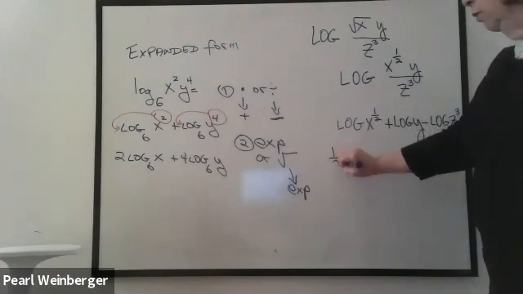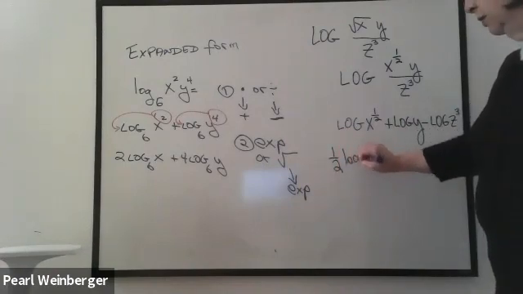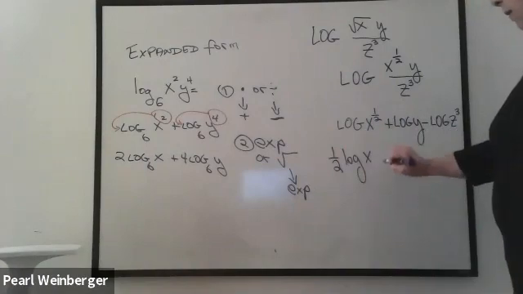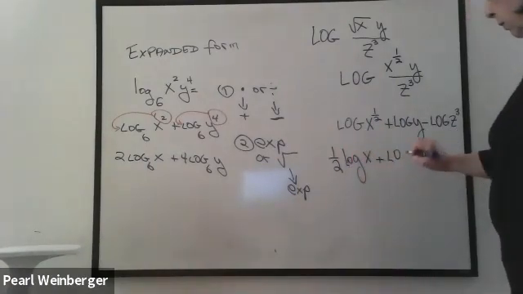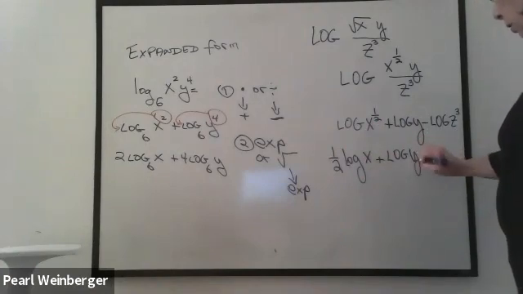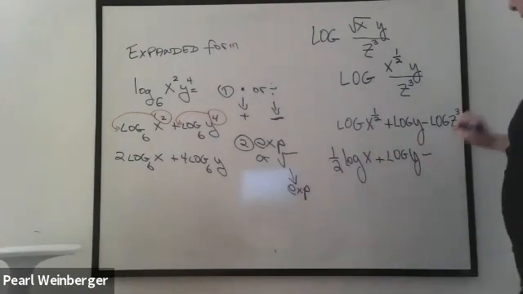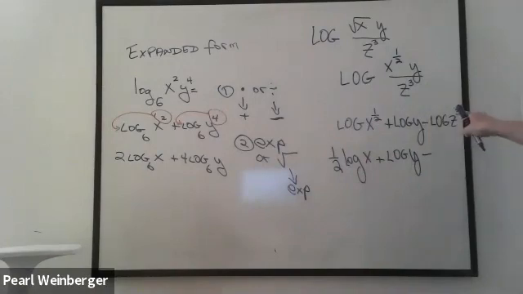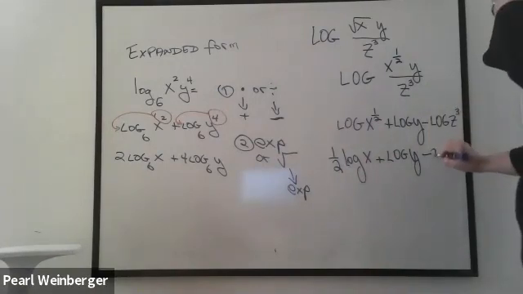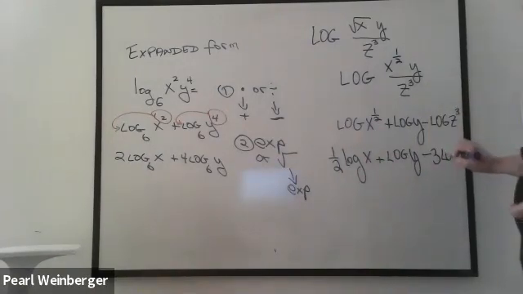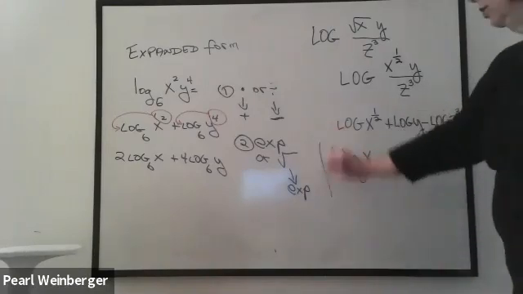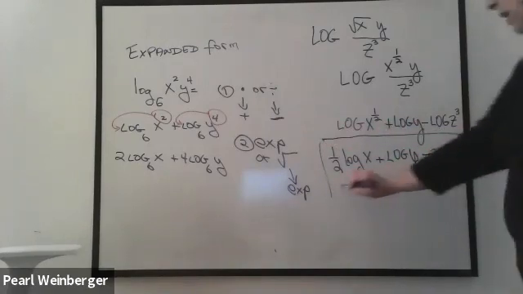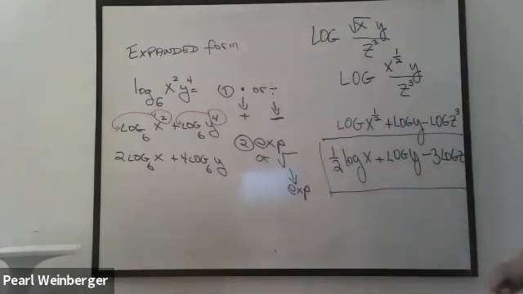So this will become 1/2 log x plus log y minus, now there was no exponent there, but here there's an exponent of 3, so that comes in front, 3 log z. And that's my answer in expanded format.